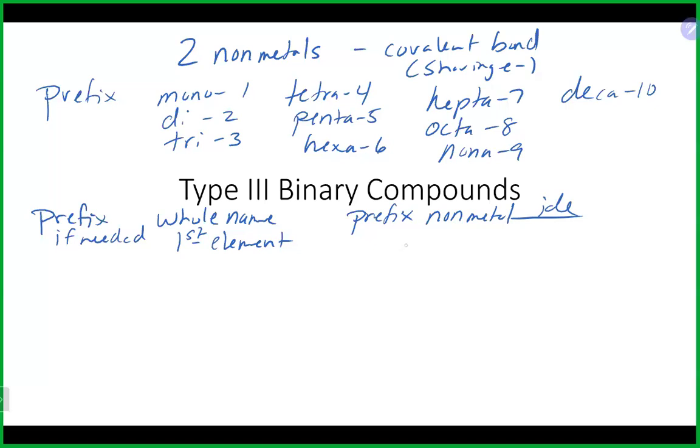So for example, if I have C and I have O, that is carbon and that is oxygen, which are two nonmetals. And that tells you it's a type 3 compound. And you should be really happy at that point because there's really nothing to figure out other than naming it correctly. Now, there are a couple rules with the prefixes that we do want to follow.